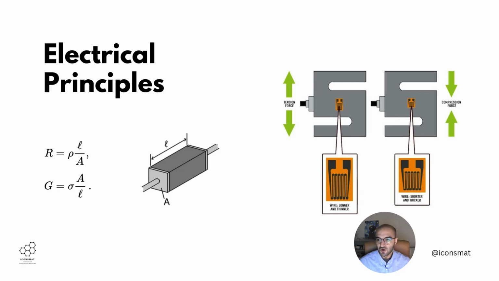So imagine a long wire under tensile stress. As it elongates, the cross-sectional area gets smaller, therefore the resistance increases. And the other way around on the compression, cross-sectional area increases, therefore resistance drops.